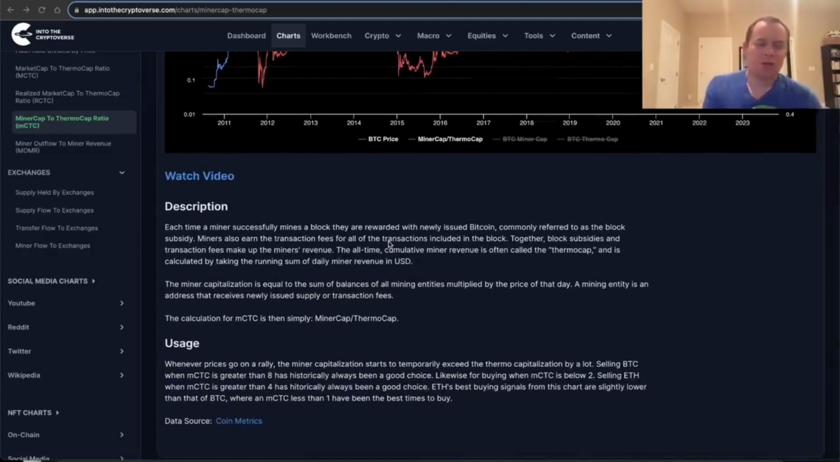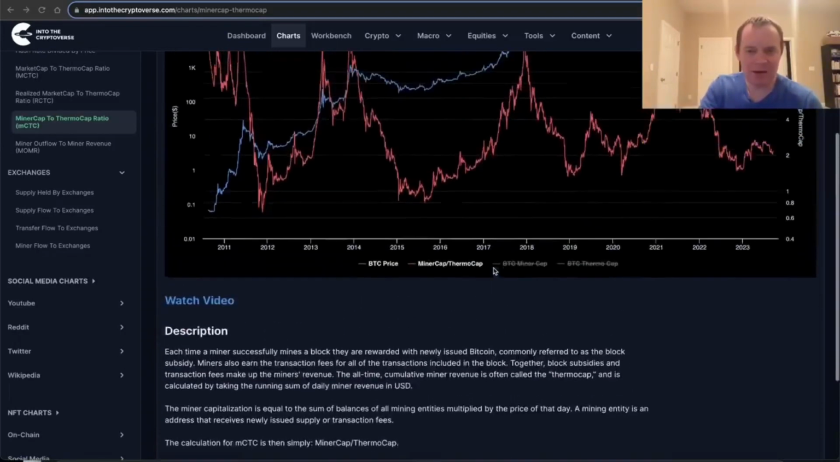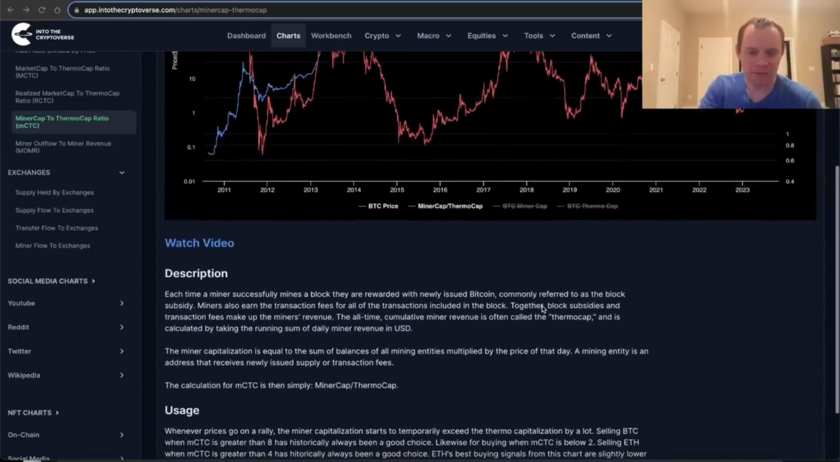So when a miner successfully mines a block, we know that they are rewarded with newly minted Bitcoin, okay? That's called the block subsidy. Now, if you add that up with the transaction fees in that block, you get something known as the miner's revenue. The all-time cumulative miner revenue is called the ThermoCap, and it's calculated by taking the running sum of daily miner revenue in USD. So that is how you calculate the ThermoCap.